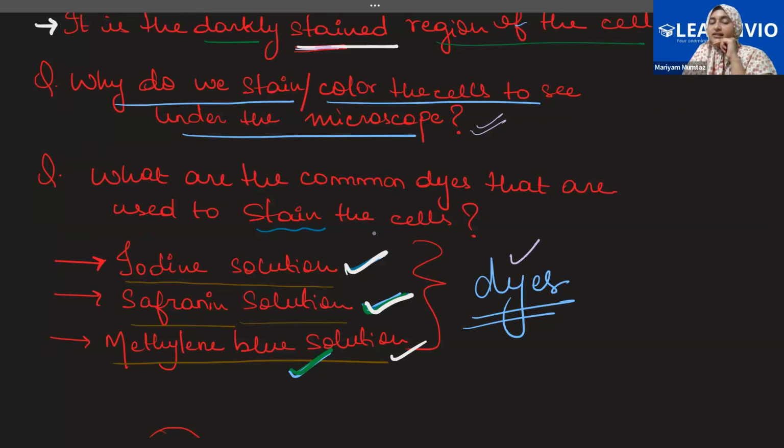We have iodine solution, which is the name of a dye. Then we have safranin solution, which is an orangish color dye. And then we have methylene blue solution, which is a very good royal blue color solution.